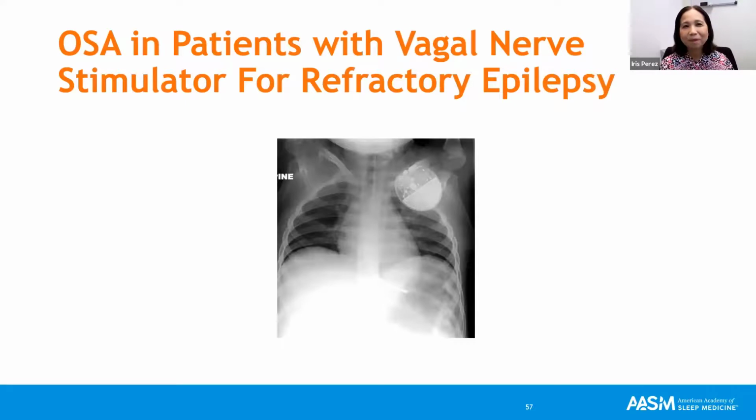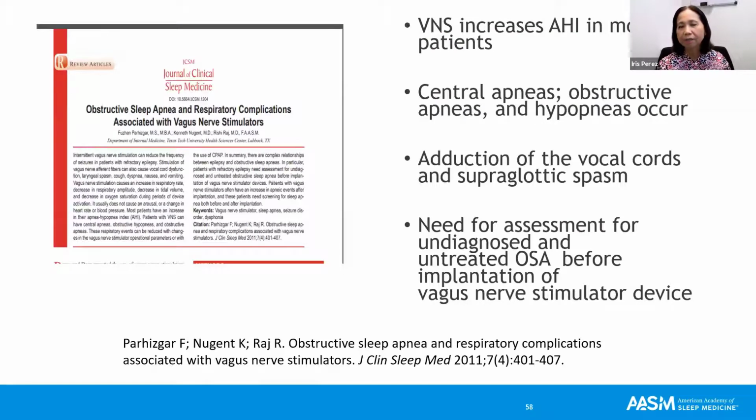And last would be patients with epilepsy. They are at risk for OSA, and the treatment in those with refractory epilepsy is a vagal nerve stimulator. It is important to know that vagal nerve stimulation increases AHI in most patients.